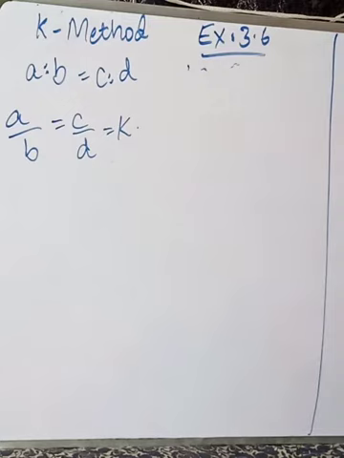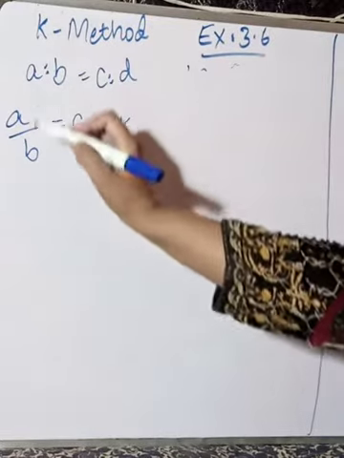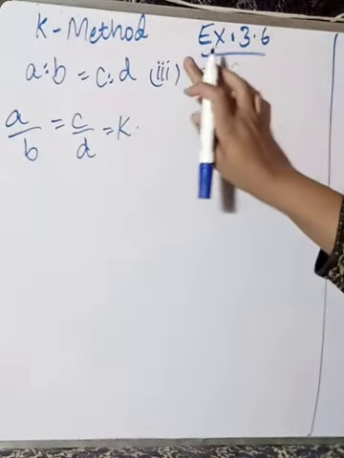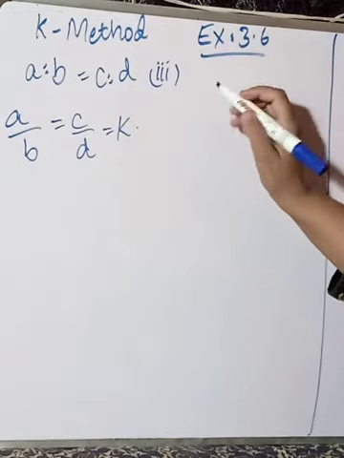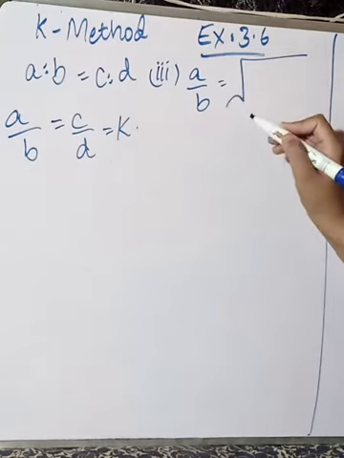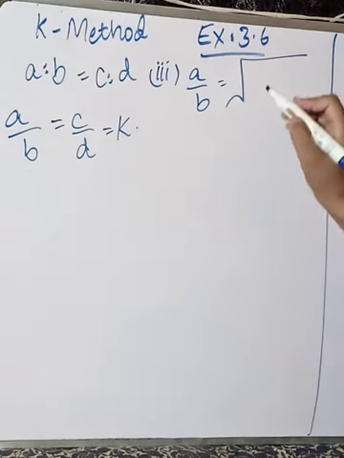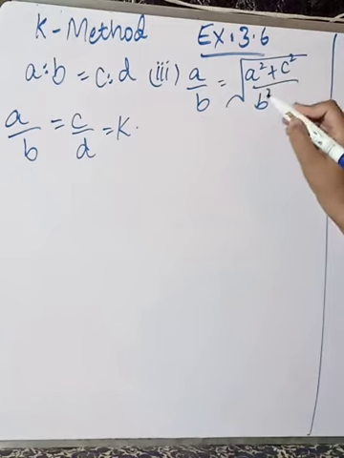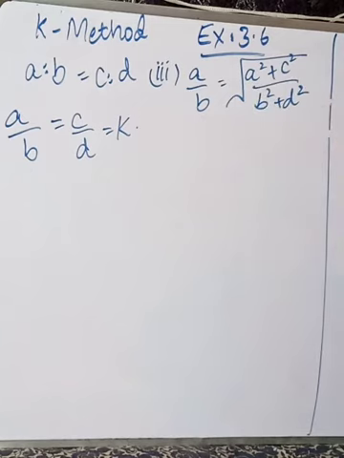Okay, coming back with question number 1, part number 2 is the same. Okay, let me move towards part number 3. In part number 3, I need to prove that a over b is equal to the square root of (a square plus c square) divided by (b square plus d square). I need to prove that both sides are equal.